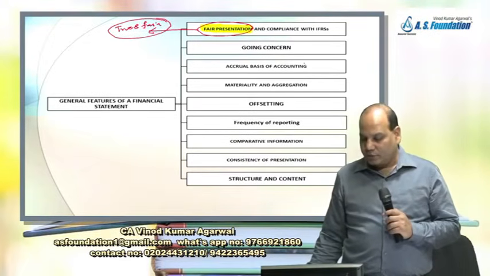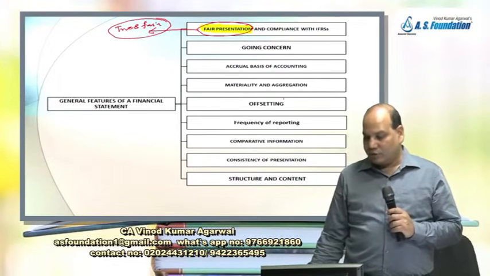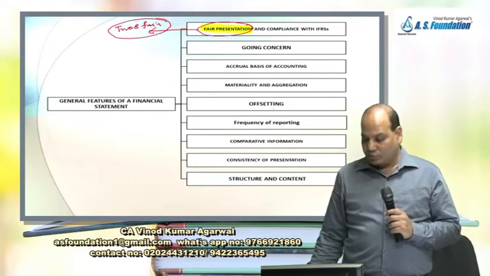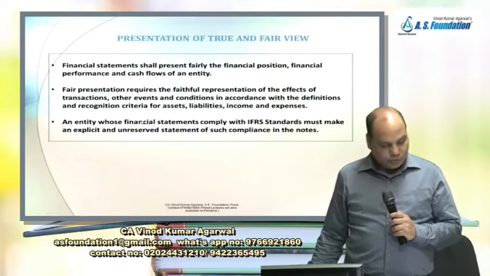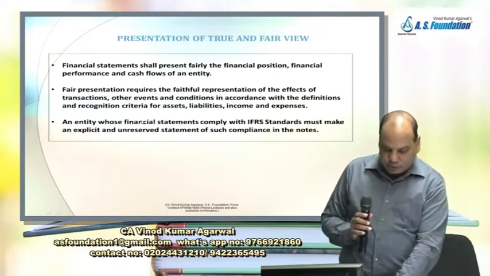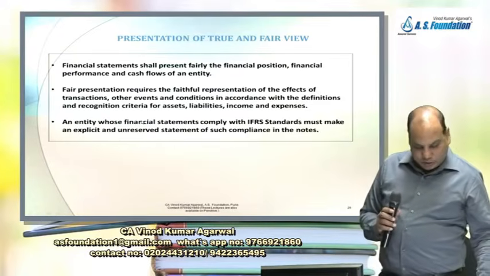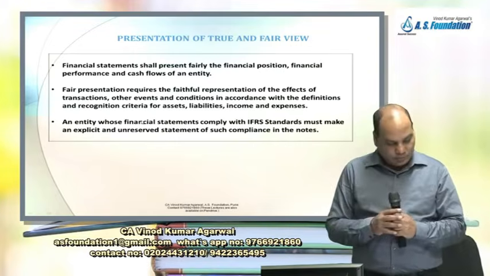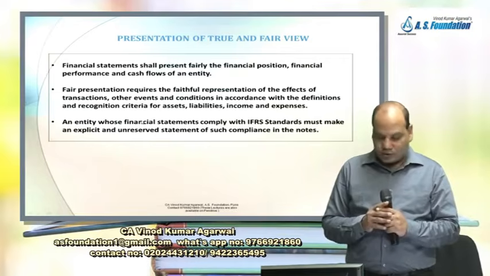And compliance with IFRS. Then we'll discuss going concern, accrual basis of accounting, materiality and aggregation, offsetting, frequency of reporting, comparative information, consistency of presentation, structure and content. Okay, so these are the basic elements of financial statement. First, we will discuss the presentation and compliance with IFRS.